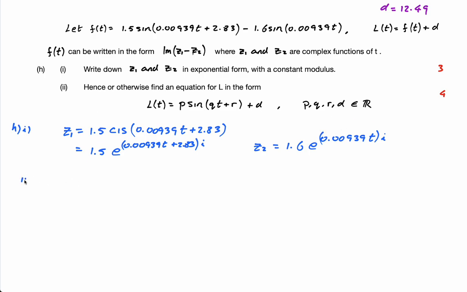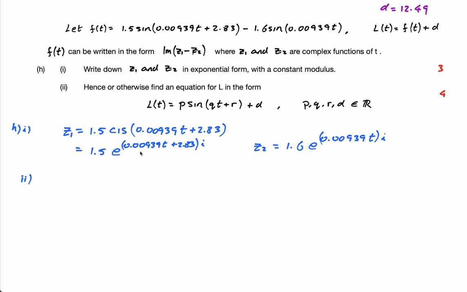This bit is the tricky bit. Hence or otherwise find an equation for L in the form of this. So this, guys, is the adding. We're adding 2 sine functions together with equal frequency and different phase shift. So you may recall this lesson that I did. It's talking about turning AC current to DC current, alternating current to direct current. It's a nice real life example of complex numbers and their use in the real world. How do we do it?